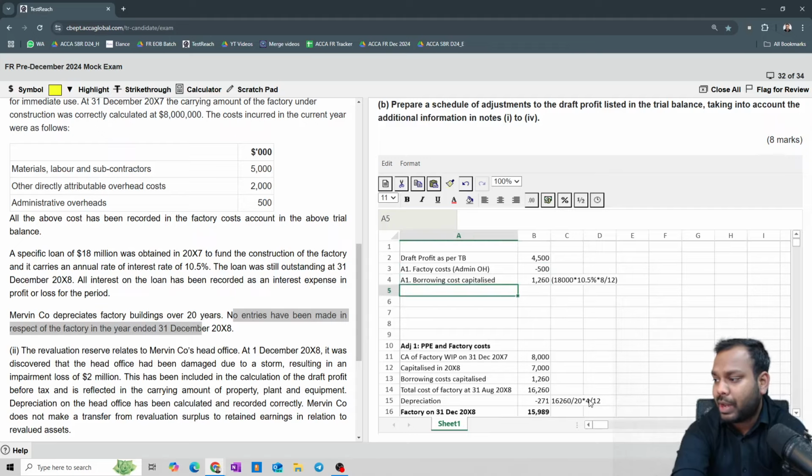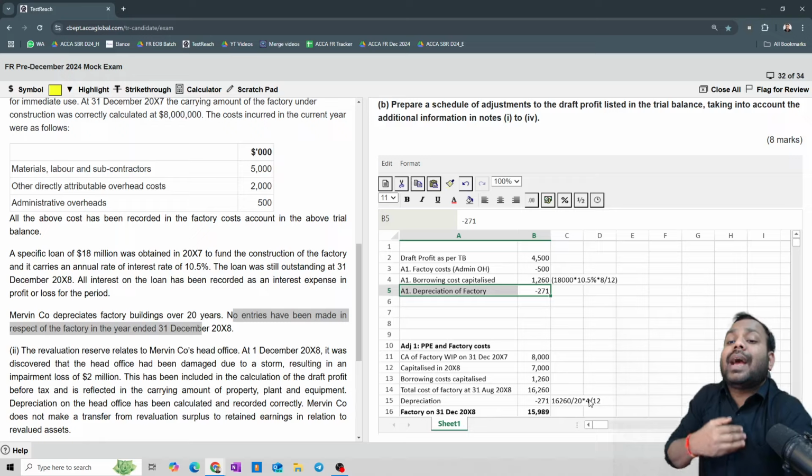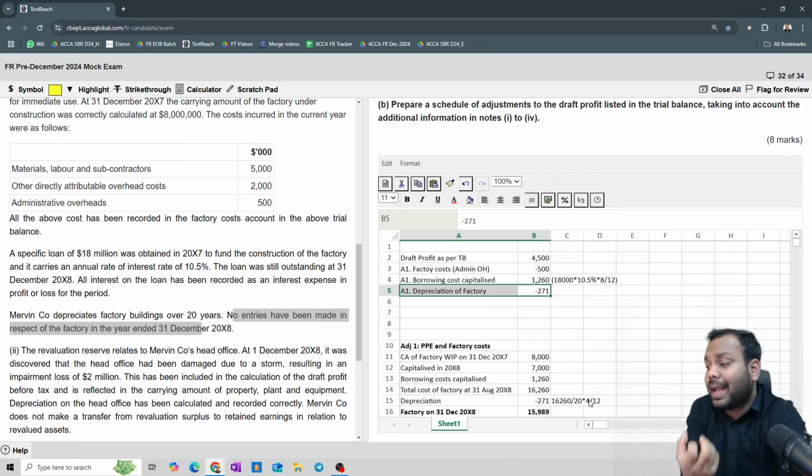So what will happen now? Again, I will write A1, depreciation of factory. Depreciation of factory by what amount? Minus 271. Why minus? Because this depreciation expense was not recognized, so I have to recognize an expense.